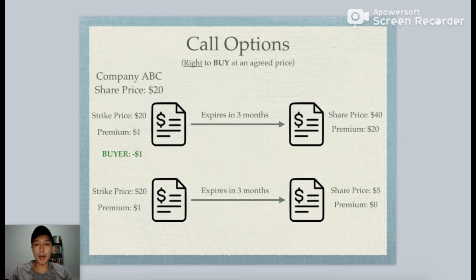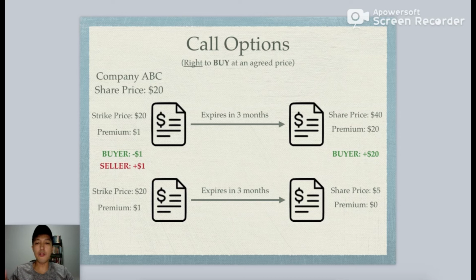If you are the buyer, at the start you will have paid $1 to buy this call contract. When the share price went up to $40, you will have profited $20 because the premium is actually worth $20 at that point in time. You have paid $1 upfront, so your net P&L is a profit of $19. Okay, how about the seller?